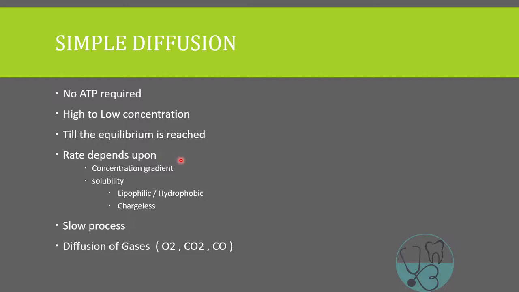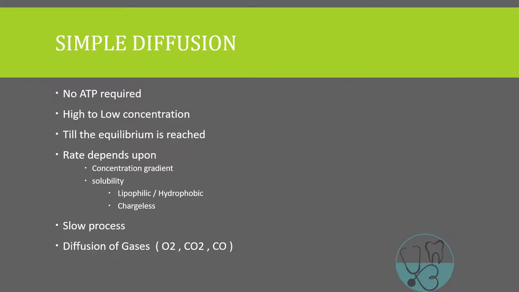There are other factors too which govern the rate of diffusion, and this includes the hydrophobic character of the molecule and the chargeless particle. Chargeless particles and hydrophobic molecules diffuse faster than hydrophilic molecules and charged particles. Being a passive process, it is a slow process. An example includes diffusion of gases such as oxygen, carbon dioxide, carbon monoxide across the membrane.